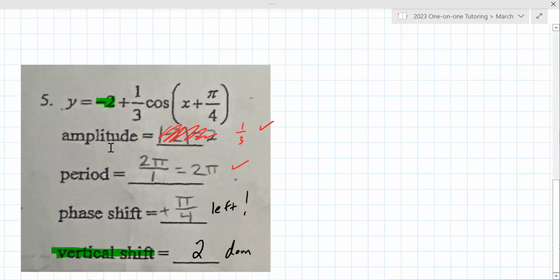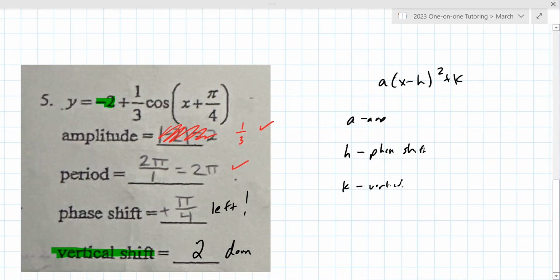So good question. The vertical shift is always the number outside here. The amplitude stretches it. Again, it's really analogous to a(x minus h) squared plus k. The a is like the amplitude. The phase shift is like h. That's the left or right. The k is the vertical shift. Yeah, it's really similar to that.